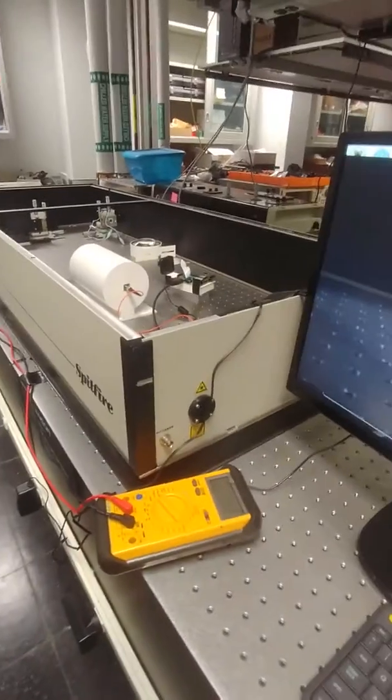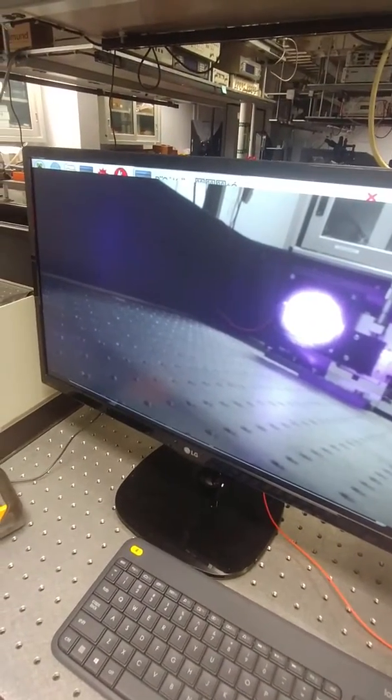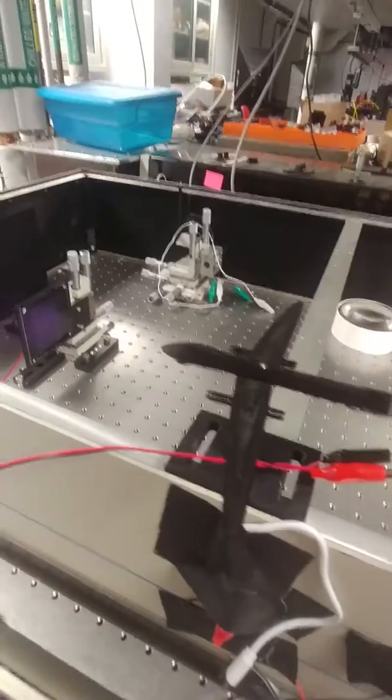So when the laser is turned on, you can see the beam is now incident on the photovoltaic. And now the motor is on, acting as a propeller.